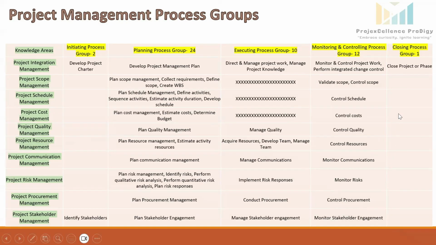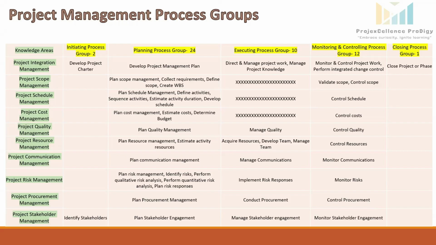Next, we will move into the monitoring and controlling process group. Under the project integration management knowledge area, there are two activities: monitor and control project work, and perform integrated change control. Monitor and control project work: this process involves tracking project performance to ensure it aligns with the plan. It identifies and addresses any deviations and updates the project documents as needed. The goal is to keep the project on track and meet its objectives.